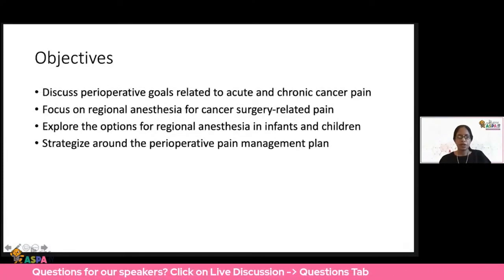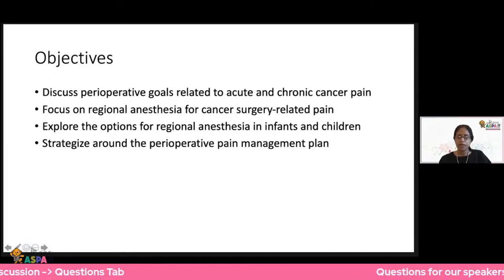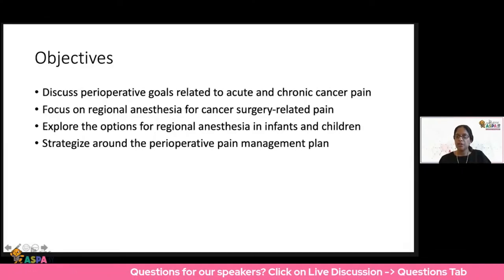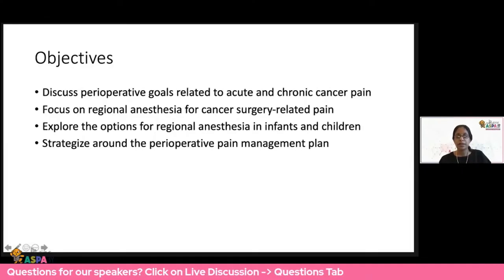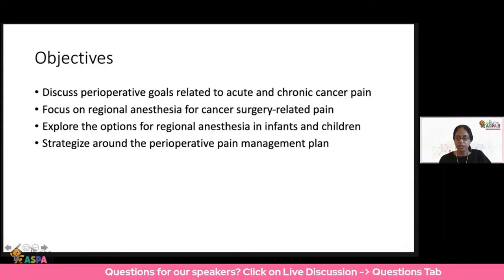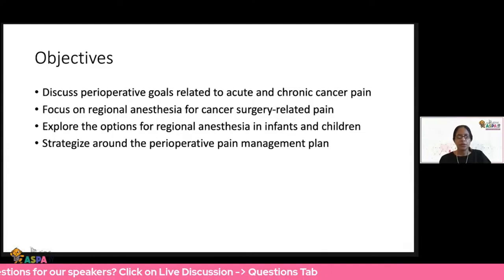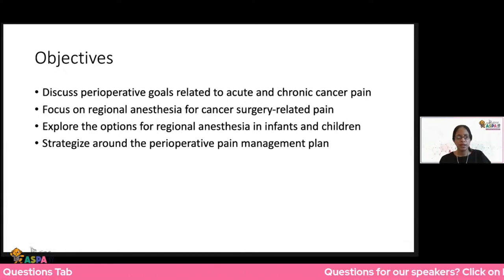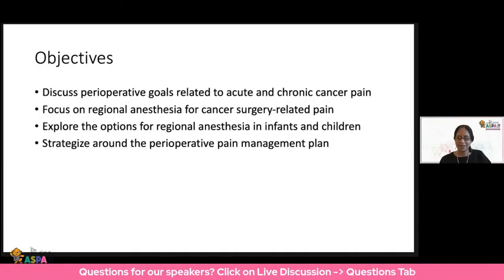Today, we're going to talk about the perioperative goals related to acute and chronic pain. We're going to focus on regional anesthesia for cancer surgery and cancer surgery related pain, but consider other mechanisms of cancer pain. We're going to explore the options for regional anesthesia in infants and children, and look at several key components when choosing regional anesthesia options. And then we're going to strategize around the perioperative pain management plan.